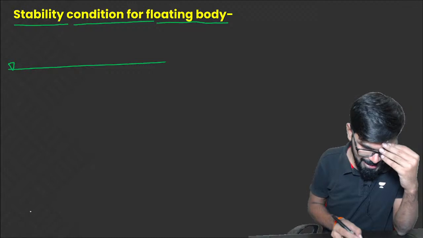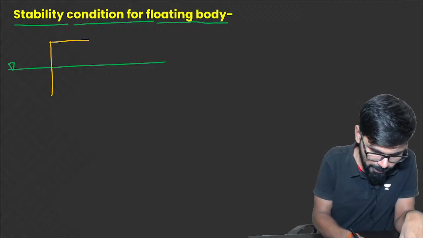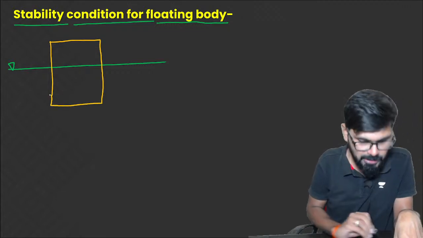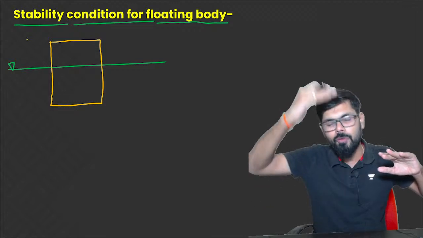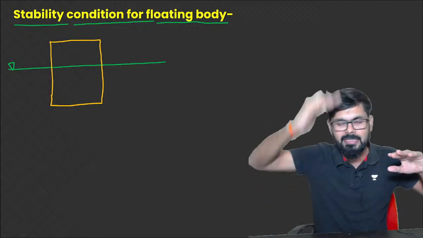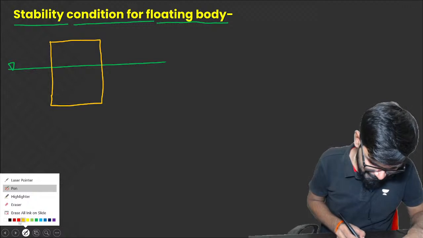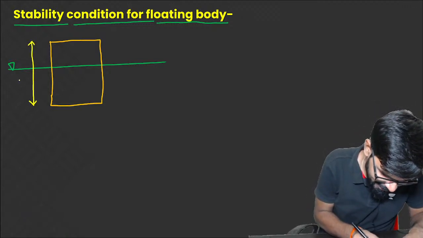Now here, what is happening is that one body is there, something like this, let's say some square body. It is floating, beta. And everywhere the density is uniform. Now please listen here carefully, this is, let's say, D.